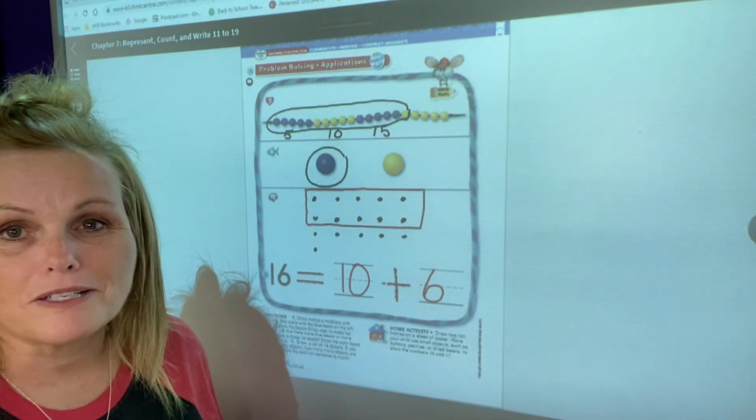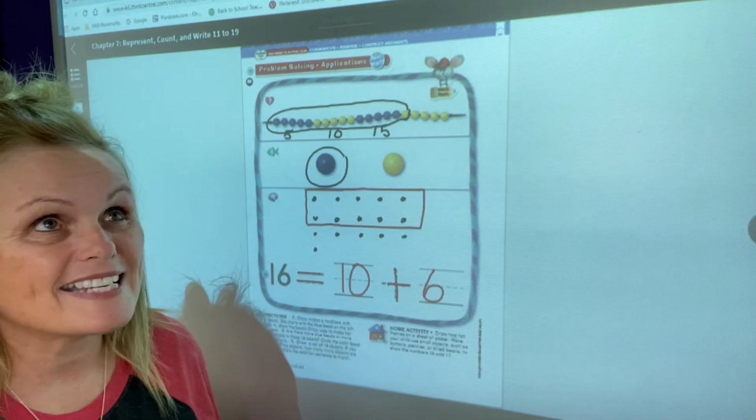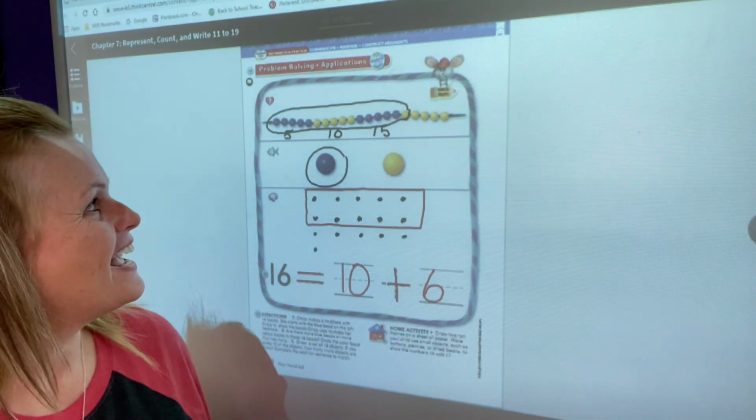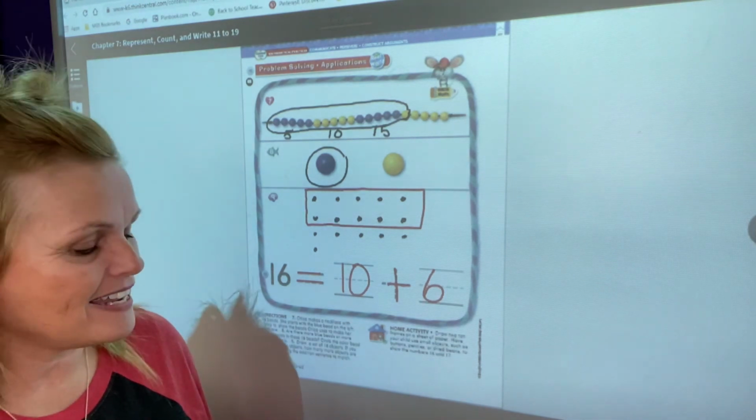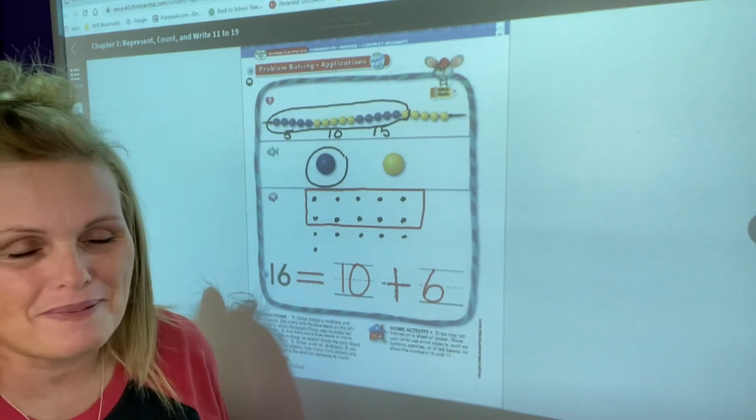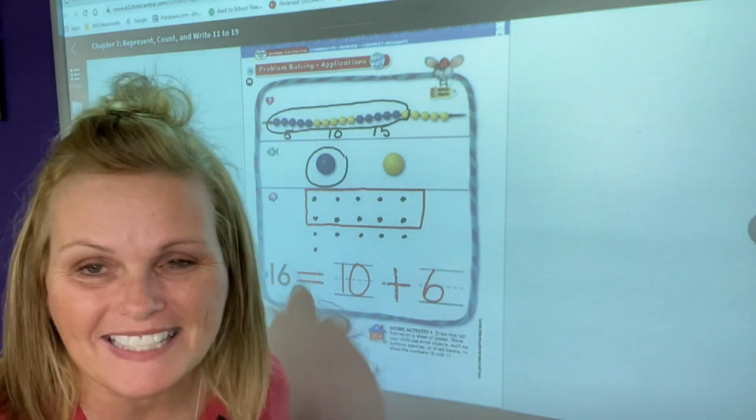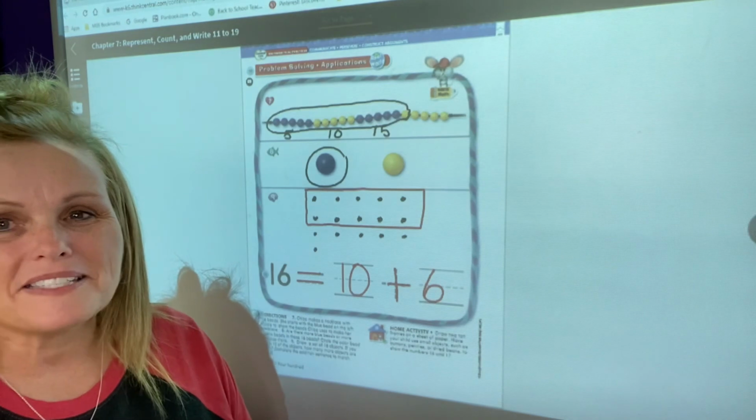So today we talked about the numbers 16 and 17. Sorry, I couldn't remember. 16 and 17 today, and we will continue tomorrow.